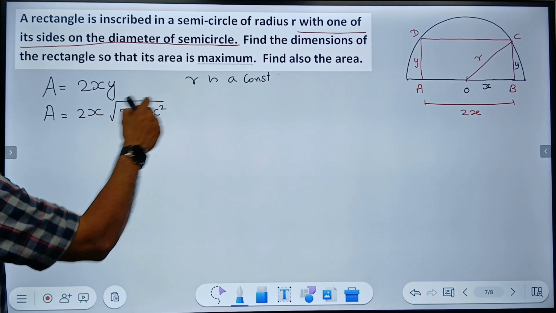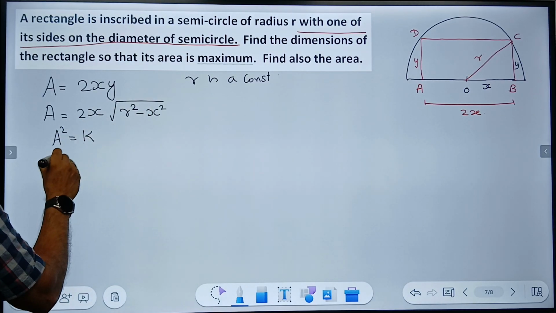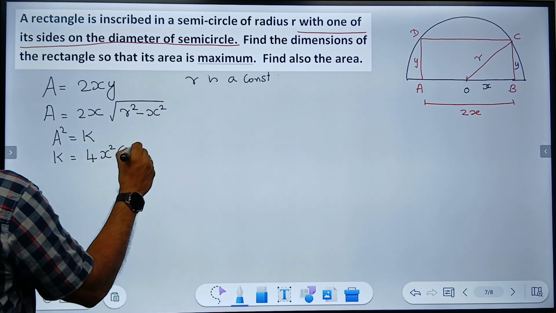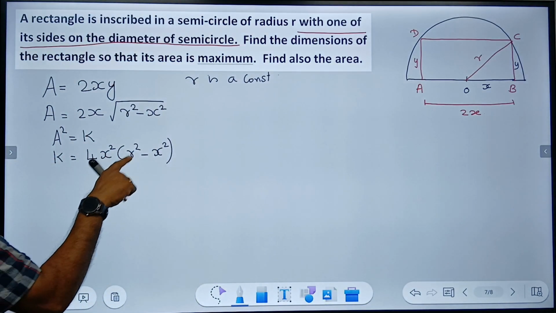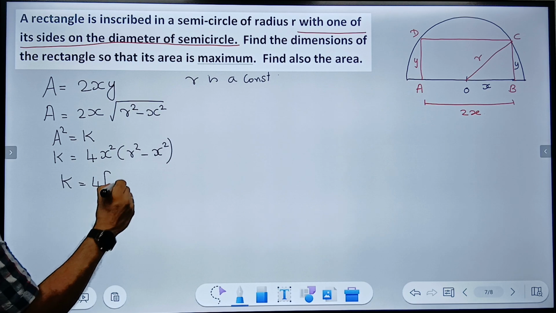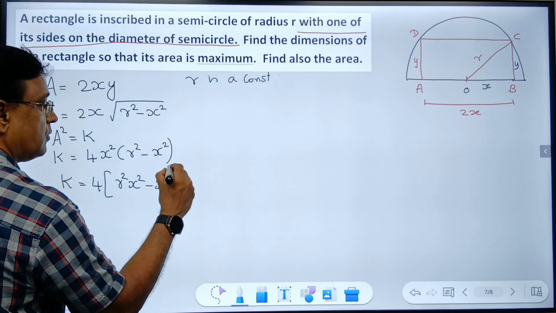Once again, there is a square root. I want to get rid of it by calling it as k. So what is k equal to? 4x square into r square minus x square. It has one variable x because r is a constant. So 4 is outside. What do you get? r square x square minus x power 4.